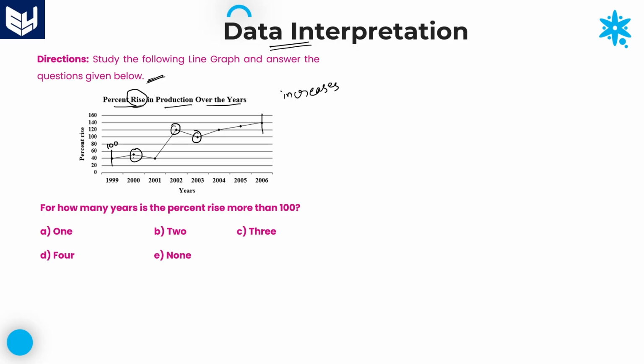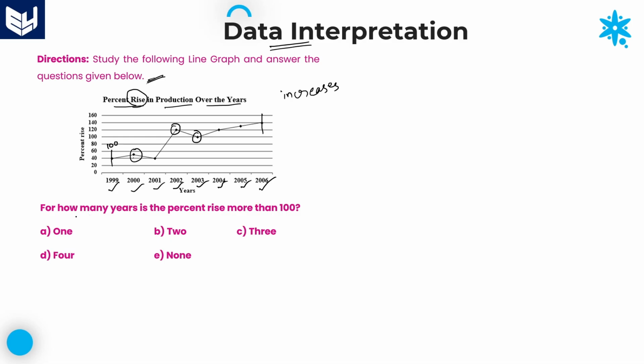That is the given information, and the years are given from 1999 to 2006. In total, how many years are given in this line graph? 1, 2, 3, 4, 5, 6, 7, 8. Total 8 years are given. Now we need to solve the questions according to the given information.